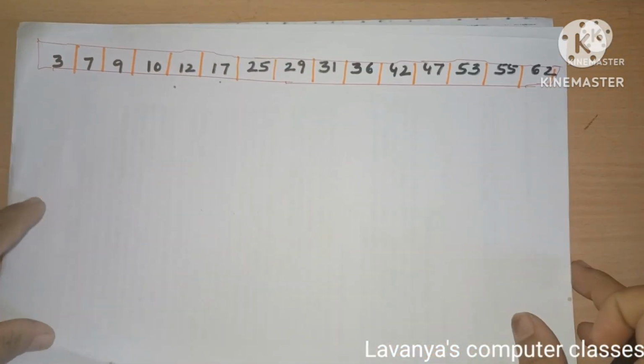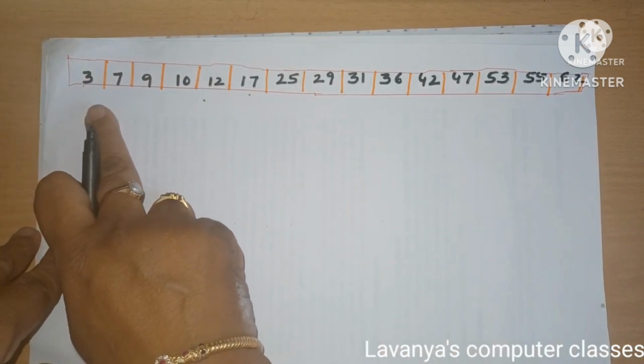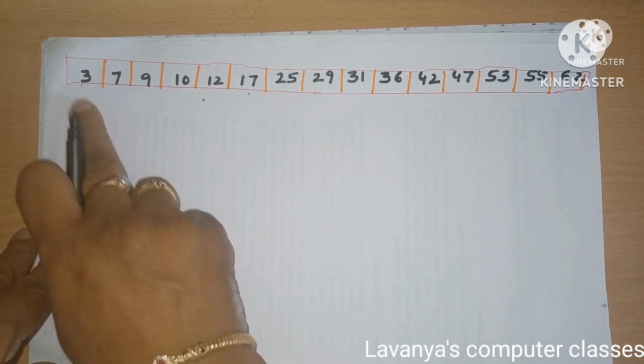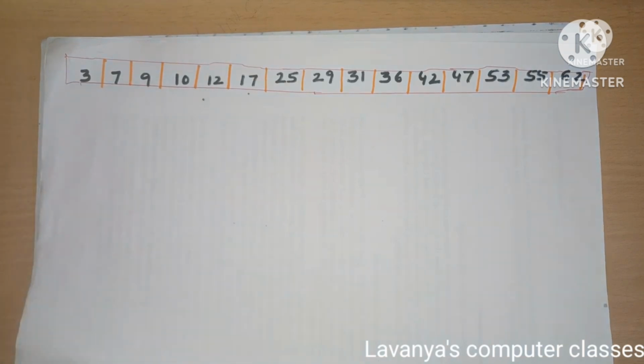Here I will take some elements. These are the set of elements. And once again I will tell you, in binary search all elements should be in order. So here I will take the elements 3, 7, 9, 10, 12, all in ascending order, and then 25, 29 like this.